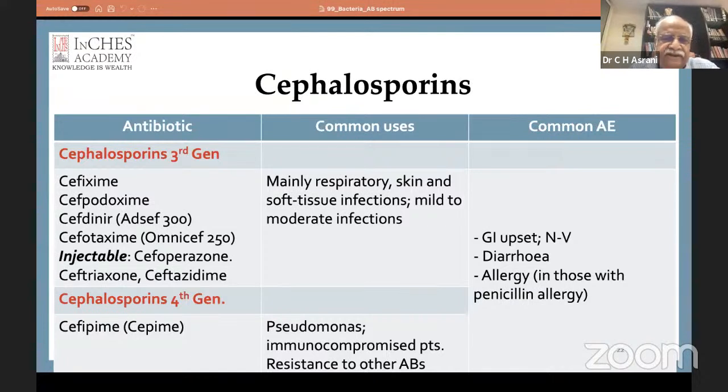4th generation is Cefepime, which we do not use often. Pseudomonas infection, most of the time we are treating without a culture, and Pseudomonas generally we never come to think of. Used in immunocompromised patients, resistant to other antibiotics. Side effects of all cephalosporins are common: GI upset, nausea, vomiting, diarrhea, allergy.